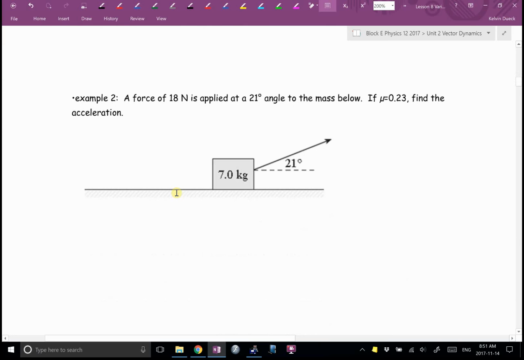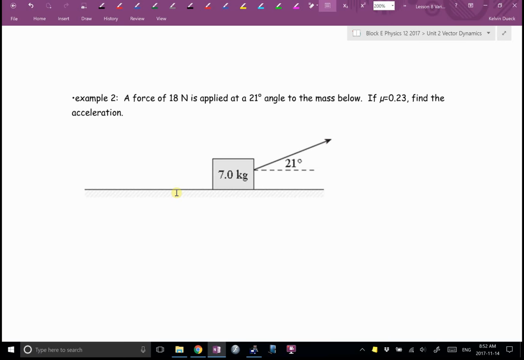Here we go. A force of 18 newtons is applied at a 21-degree angle to the mass below, and it looks like this time, based on that arrow, we're pulling up. I'm guessing somebody has a rope maybe slung over their shoulder, and they're pulling up. Or they're getting clever, like I showed you with the desks. They're lifting up. If mu equals 0.23, find the acceleration. How am I going to start this one out?